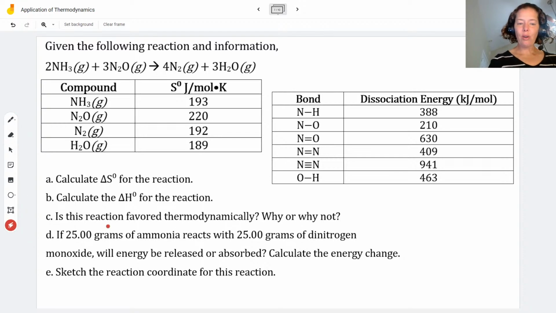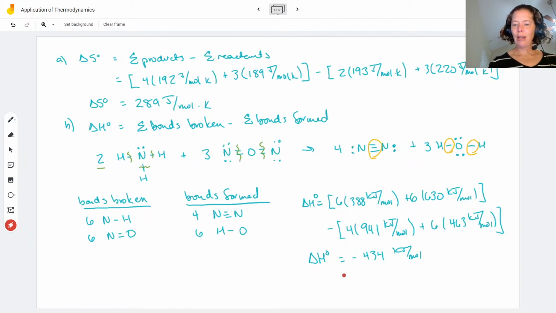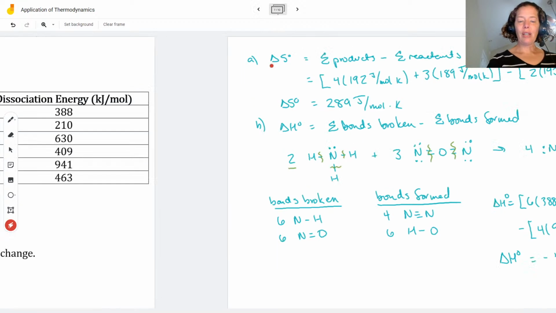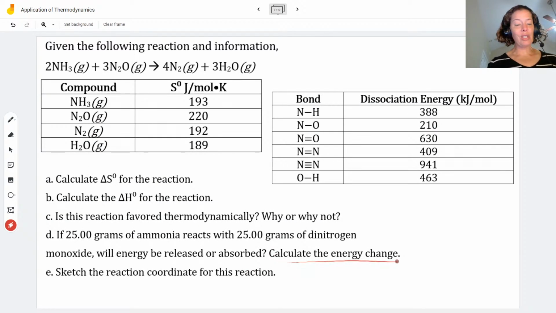All right, so D: 25 grams of ammonia reacts with 25 grams of dinitrogen monoxide. Will energy be released or absorbed? And then calculate the energy change. This first part we can go really easy. We calculated the delta H for this, and we got it right here. This is a negative delta H, which means this is an exothermic reaction. So even if you reacted a tiny amount, you're still going to have energy released because this is an exothermic reaction. Energy is definitely going to be released.